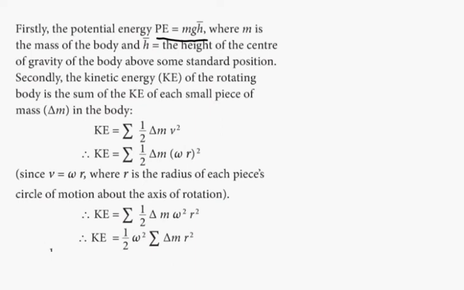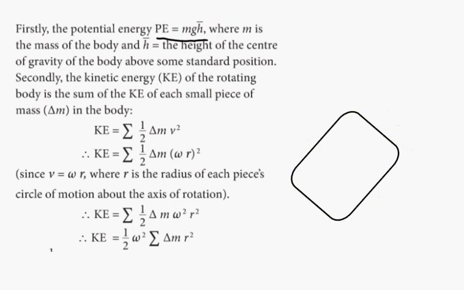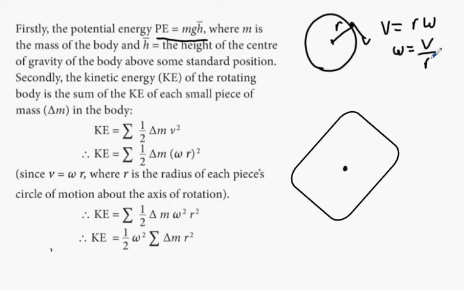So if we go back to this body here, I'll do roughly the same one again, and imagine its center of gravity is here. There are tons of little pieces that are rotating, and each one has a different velocity. Do you remember that your actual velocity depends on the radius you're away from the center of rotation? Remember, v equals r omega, or omega equals v over r.